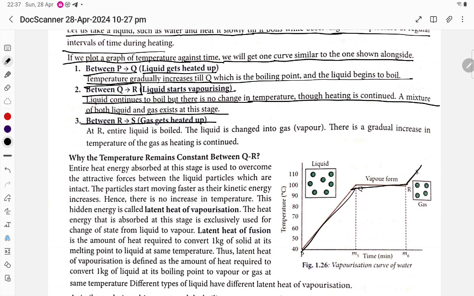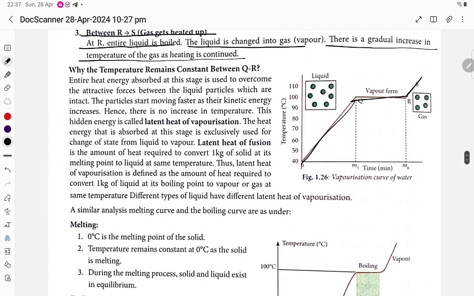Between R and S, the gas gets heated up. At R, the entire liquid is boiled. The liquid is changed into gas. There is a gradual increase in the temperature of the gas as heating is continued. Why does the temperature remain constant between Q and R?